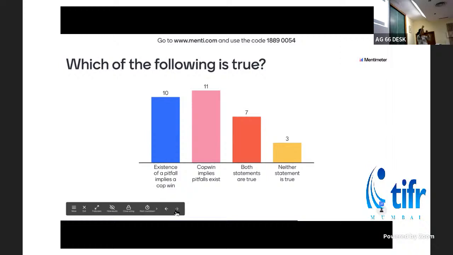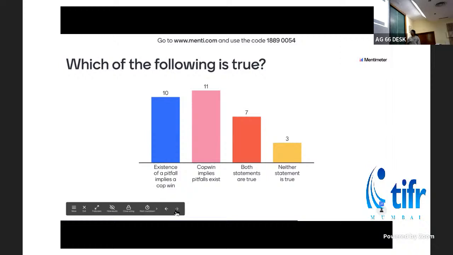But this graph is not a cop win because the robber is never going to go there, right? The robber will not start on the pitfall. And once he's on the cycle, he's never going to get out and go into that pitfall because he can see it and he would know better than to go there, okay? So the first statement is not true, in fact. The existence of a pitfall does not imply that the graph is a cop win.